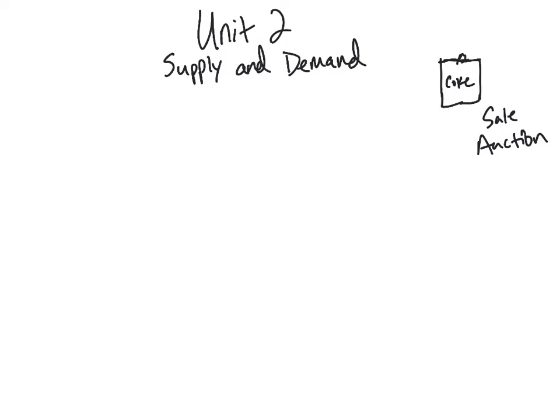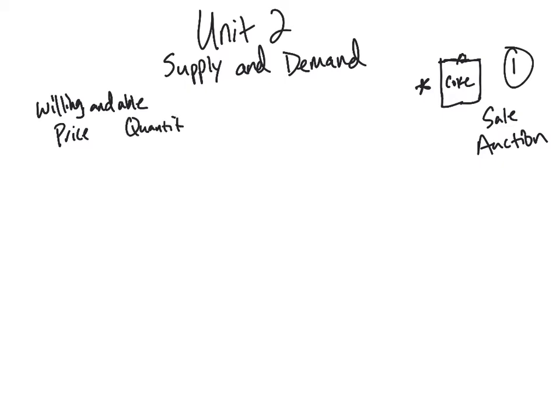for this Coke. So we have this one Coke, it's for sale, and we're going to start the bidding, and we're going to keep track of this, and we're going to see how many people are willing and able to purchase this good at a variety of prices. So we're going to keep track of these things with the price and then the quantity of people that are willing to purchase the good.